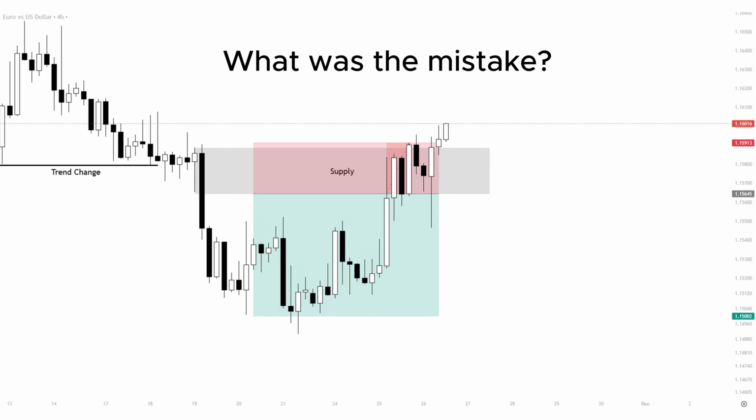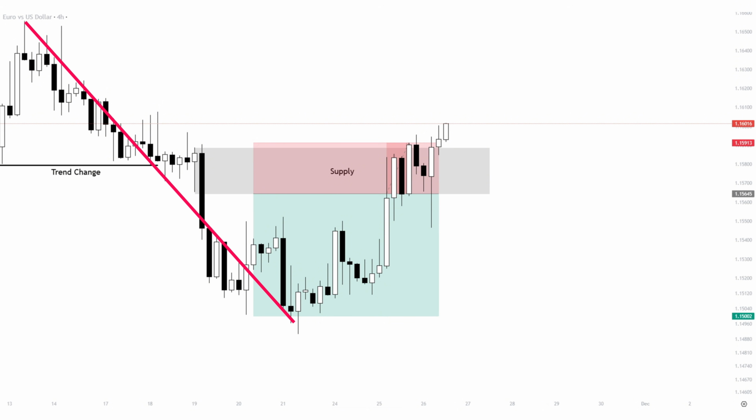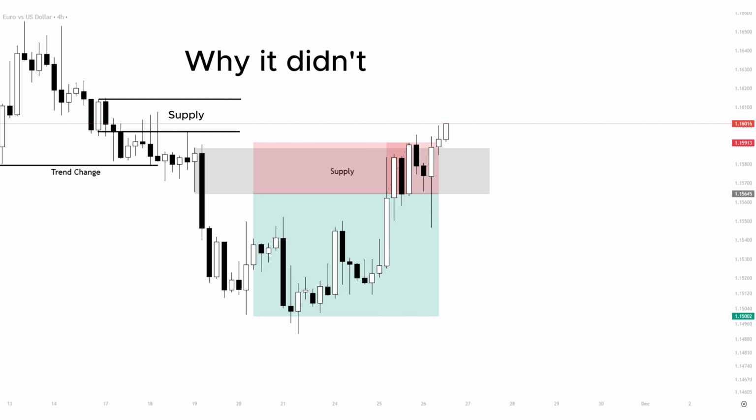So the question is, what was the mistake? What did we do wrong? Was this only bad luck? Because from what we have, this was a clear and simple downtrend, and a couple of supply zones that validated and worked before. So why is it this time it failed to respect like it did before?